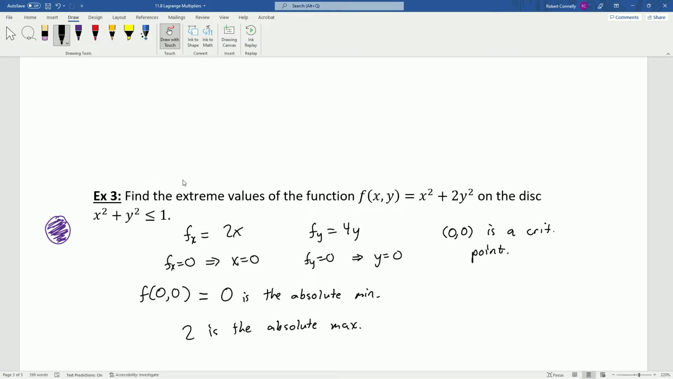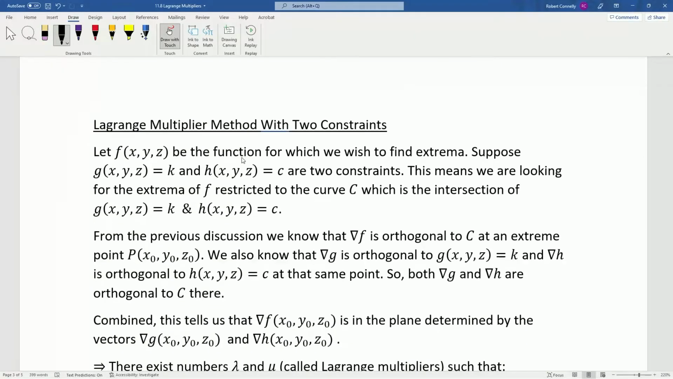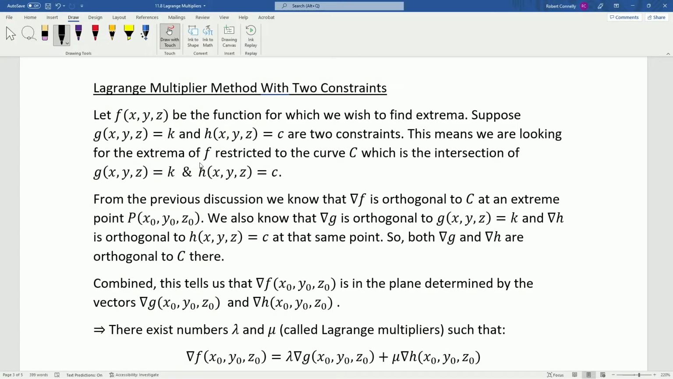All right, that's it for that example. So let's go ahead and move on. Now we're going to talk about problems that are a little more complicated. These are Lagrange multiplier methods with 2 constraints. So let f of x, y, z be a function for which we wish to find extrema. Suppose that g of x, y, z equals k and h of x, y, z equals c are 2 constraints. This means that we are looking for the extrema of f restricted to the curve C, which is the intersection of the 2 surfaces, g of x, y, z equals k and h of x, y, z equals c.